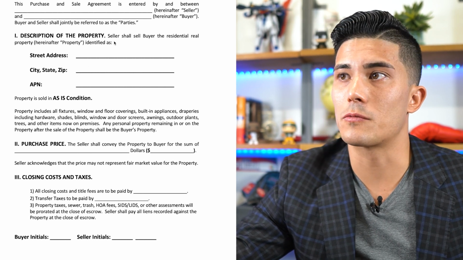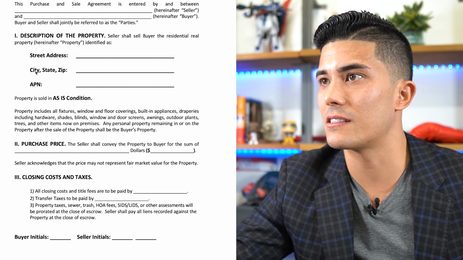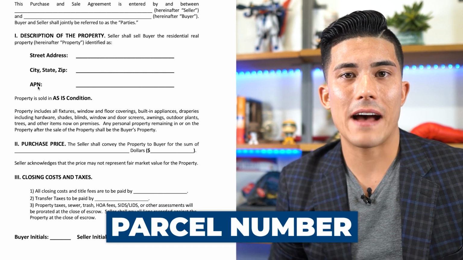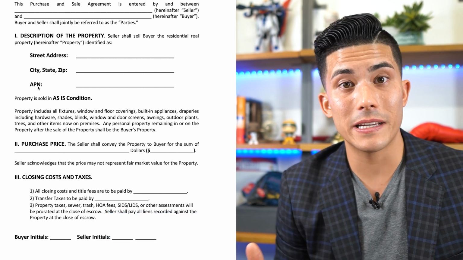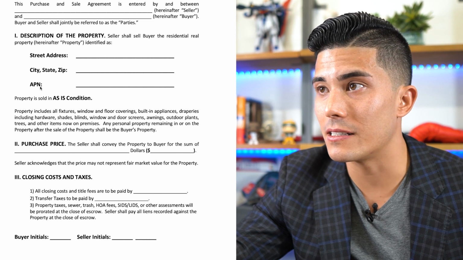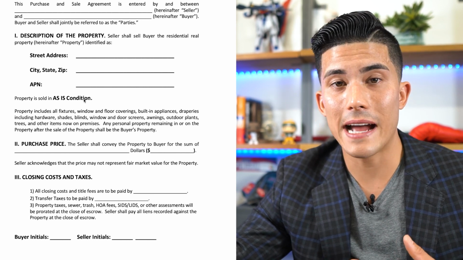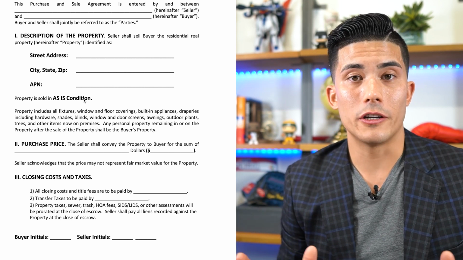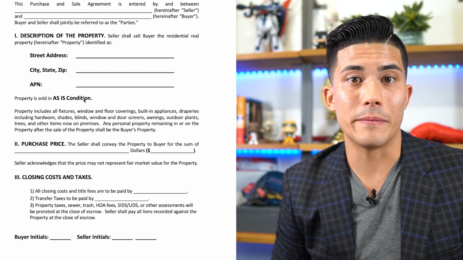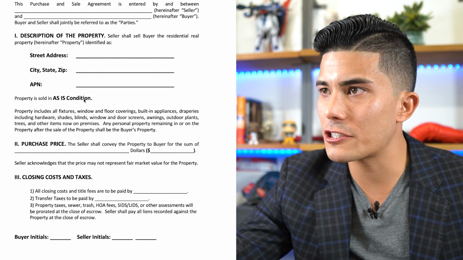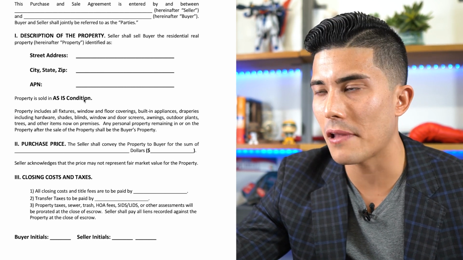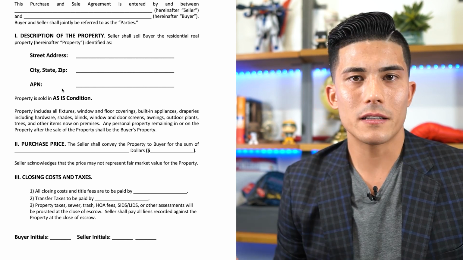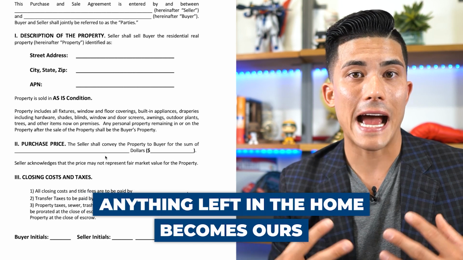Description of the property. So this is where you're gonna put the address, where you're gonna put the city, state, and zip. The APN is the parcel number. You guys might have it called something else in your state, so that could be adjusted. Property is sold in as-is condition. Obviously, most of the stuff we buy is as-is condition. That's why we're getting a good deal. We have it bold and big so that the seller knows that we are buying it as is, and it makes them feel better. Property includes all fixtures, windows, and floor coverings, built-in appliances, draperies, hardware, shades, blinds, I'm not gonna read the rest of it. Basically, it's saying anything left in the home becomes ours when we buy it.